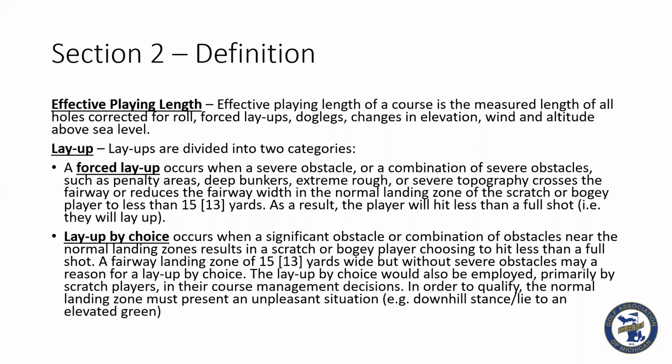All right, next is the effective playing length. So that's going to take the effective length of the course, but also have the holes corrected for things like roll, forced layups, dog legs, changes in elevations, wind, and altitude above sea level. So not all those things apply to us here in Michigan, but all those things can and do impact the length of the golf course. Some of them are going to add length. Some of them are going to subtract length.